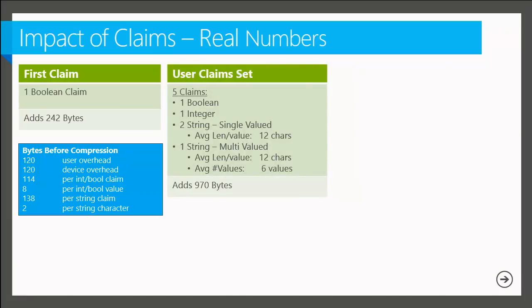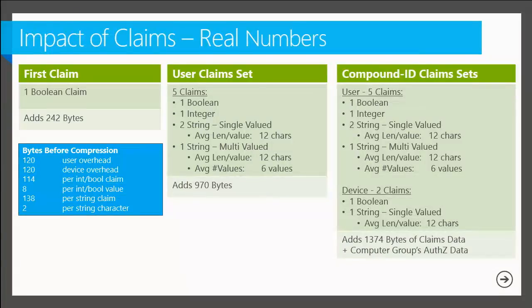Now, what does it really look like if you have something a bit more realistic? Say we have a Boolean claim, we have an integer, we have a couple strings, 3 strings or so. And with some averages there, we see about 970 bytes added. So it's not huge. But remember that our 500, 600, 700 groups that we had, which started out as 500,000, turned into 3 claims. So we shouldn't really expect large numbers of them.